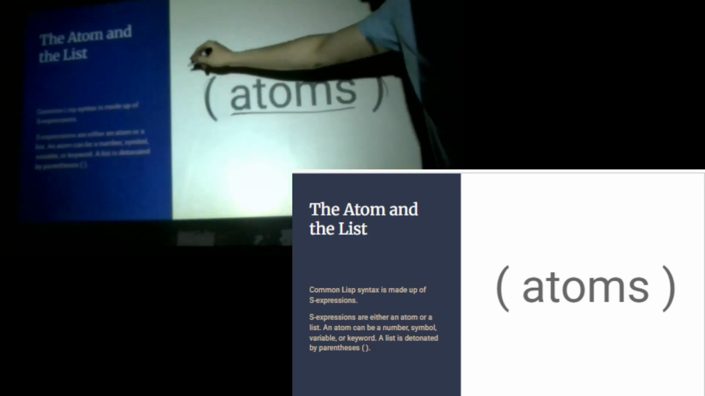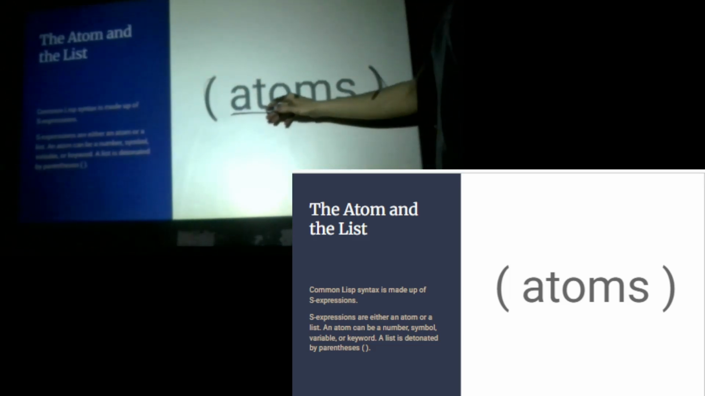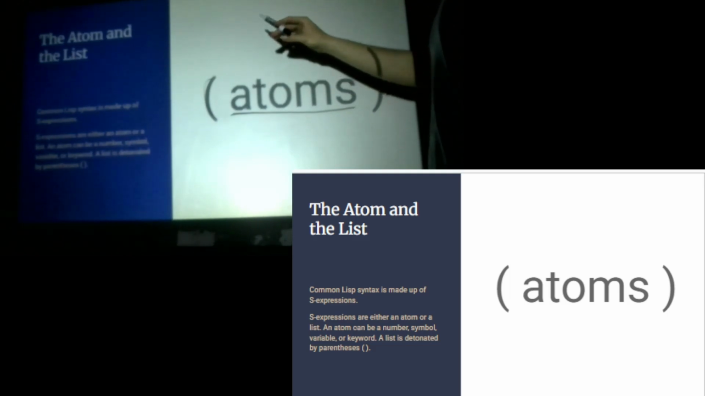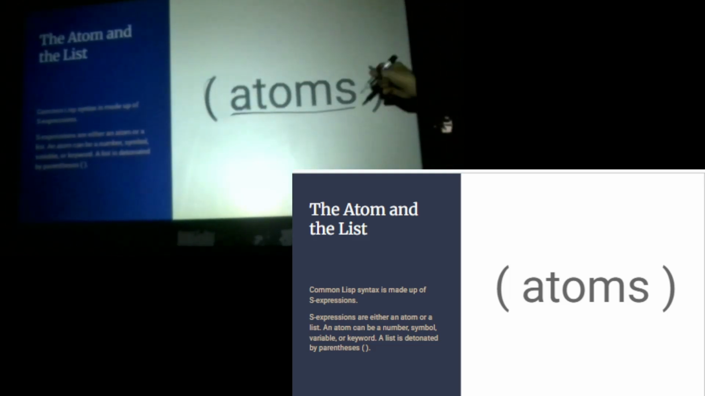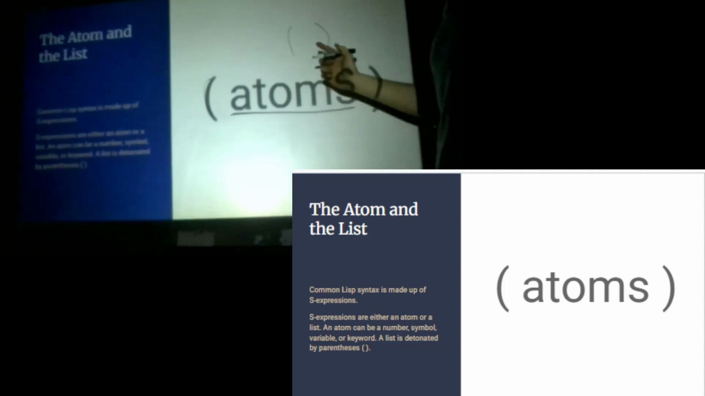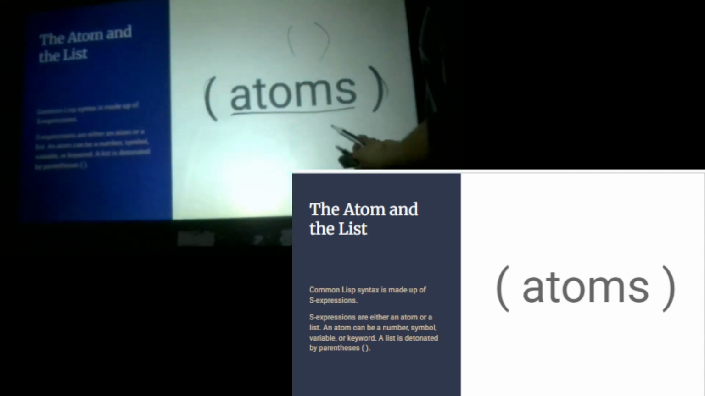So this whole thing right here is called an S expression. S expressions consist of a list and atoms, but it can also be an empty list and still be a valid S expression. S expression really just refers to a list that may or may not contain atoms.